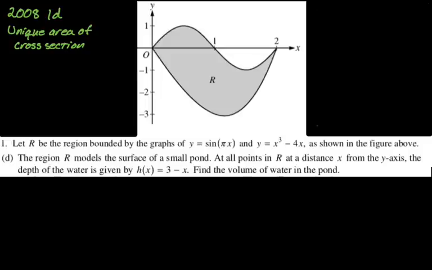So I will be writing out the solutions, but really the idea is to just look at the problems, see how it's strange or different, and see the approach that we would take to deal with it. In 2008, number 1D was kind of a unique area of a cross-section problem where you were told R is the region bounded by the graphs. The region R models the surface of a small pond, so that's weird.